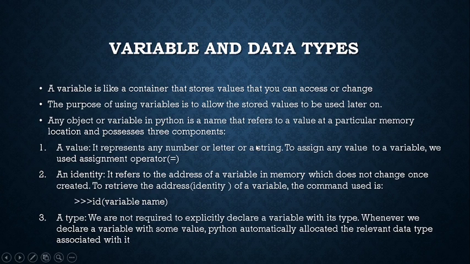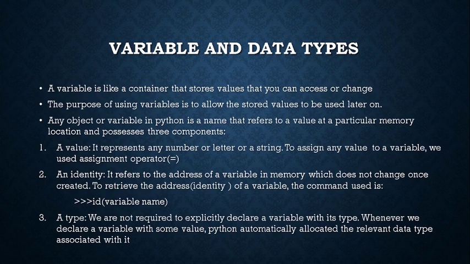Now what is a value? It represents any number or letter or a string. To assign any value to a variable, we use assignment operator. Now what is this identity? An identity refers to the address of a variable in memory which does not change once created. To retrieve the address, that is identity of a variable, the command we use is id and whatever the variable name you have given.